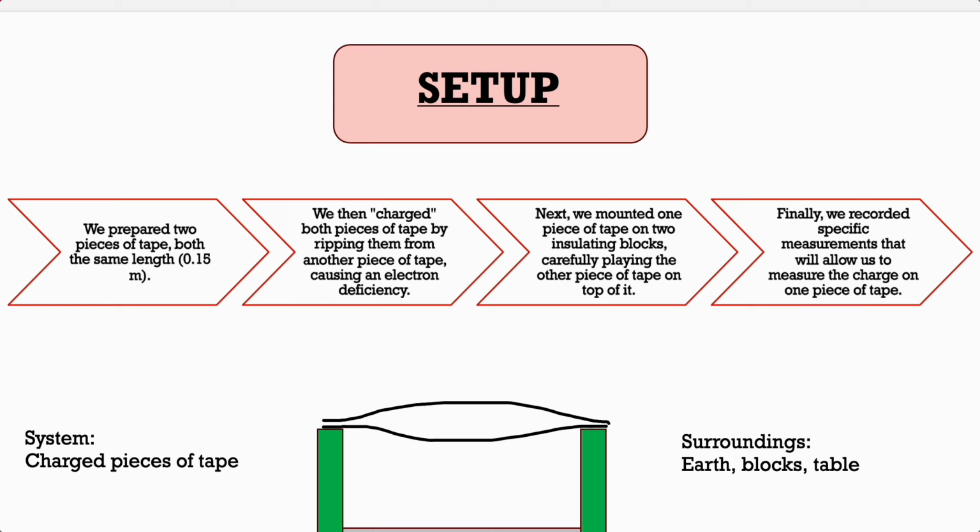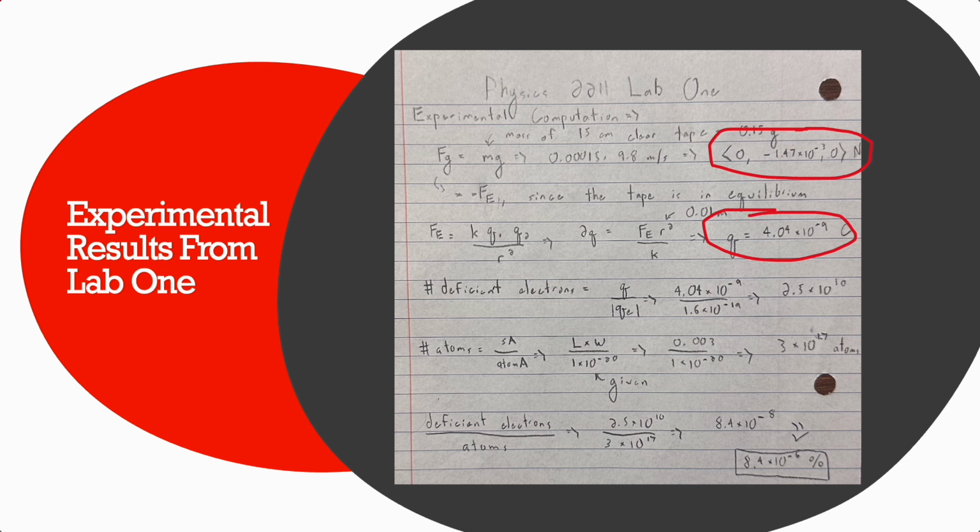Our system is the two charged pieces of tape surrounding our earth, blocks, and table. First we prepared the tape, then charged it, then mounted it as seen. And then we recorded the measurements, which allow us to conduct this lab. Now, I wanted to highlight two key figures as derived in Lab 1, one being the force of gravity, which is pictured on screen, and the second being the charge. We'll revisit these when we compare the two models.